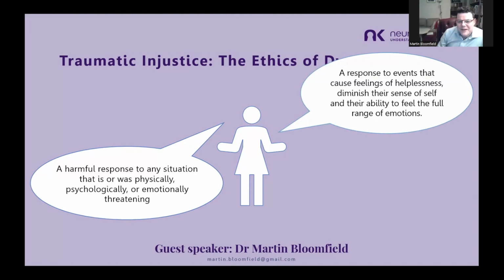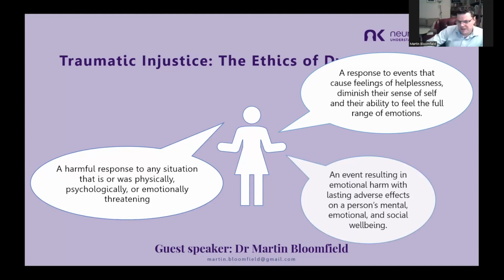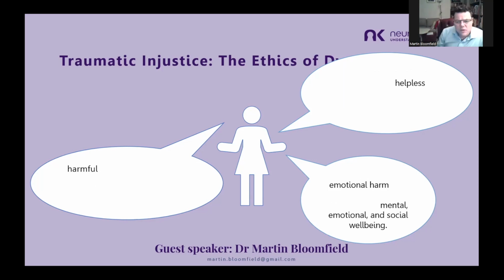Second, a response to events that cause feelings of helplessness, diminish their sense of self and their ability to feel the full range of emotions. And finally, an event resulting in emotional harm with lasting adverse effects on a person's mental, emotional, and social well-being. And for most neurodivergent people who go through school, this is all too clear in the memory. I'd just like to highlight a few of these words: harmful, helpless, emotional harm, mental, emotional, and social well-being.